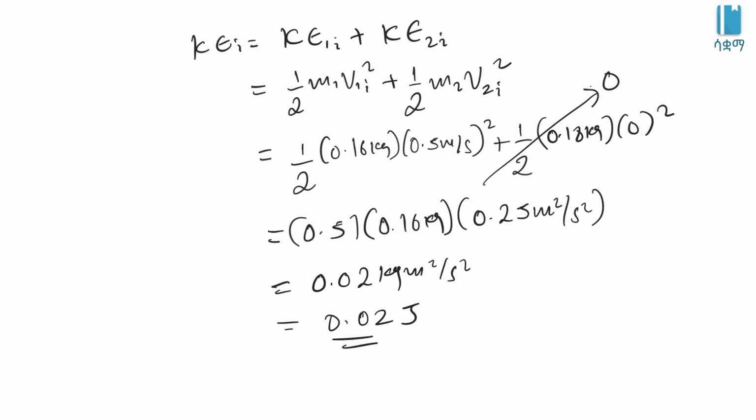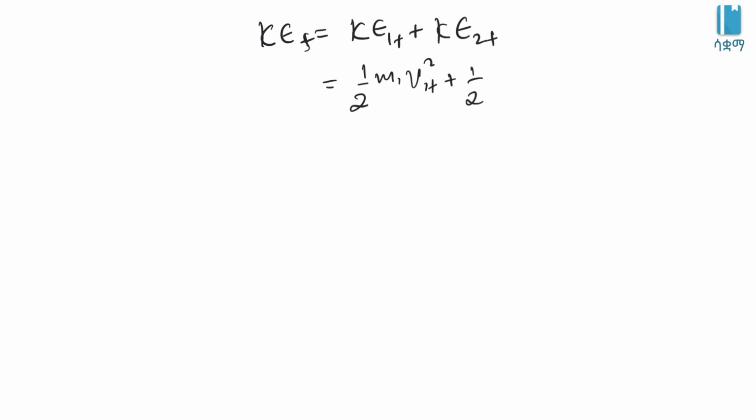Now what do we need to calculate next? What is the final kinetic energy of the system, KE final? KE final is the sum of the final kinetic energies of mass 1 and mass 2. So the final kinetic energy of mass 1 plus the final kinetic energy of mass 2, KE2 final. This would be 1 over 2 m1 v1 final squared plus 1 over 2 m2 v2 final squared.